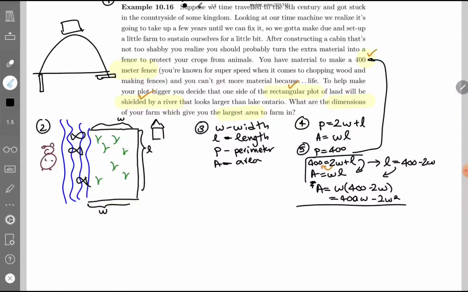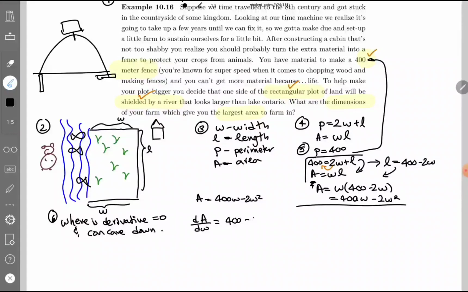And so basically what we want to do is look where the derivative is 0. So where is the derivative equal to 0, and concave down? So we're going to take the first and second derivatives. The first derivative, A prime, with regards to w. So here w is my variable, so dA/dw is equal to 400 minus 4w.